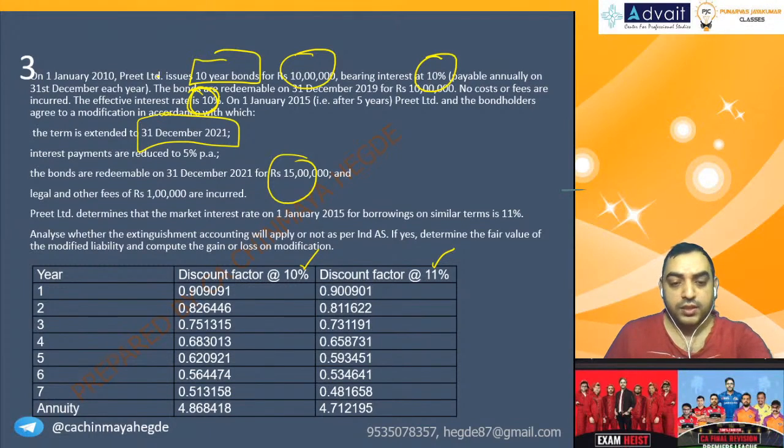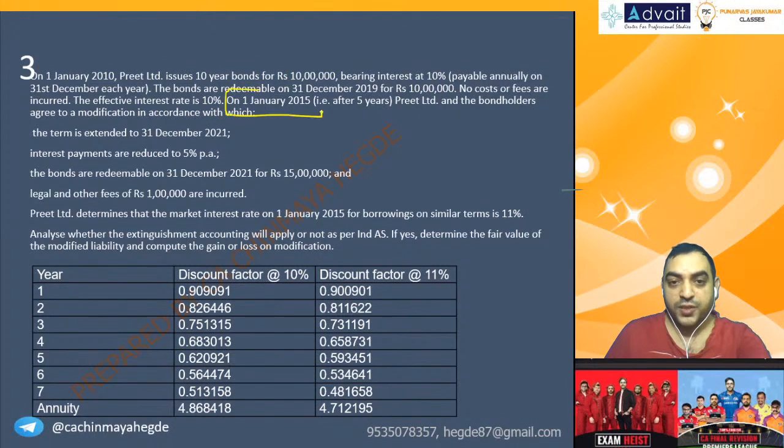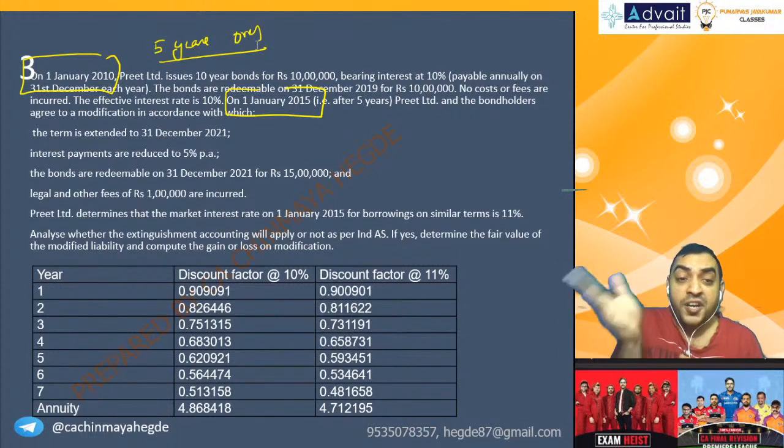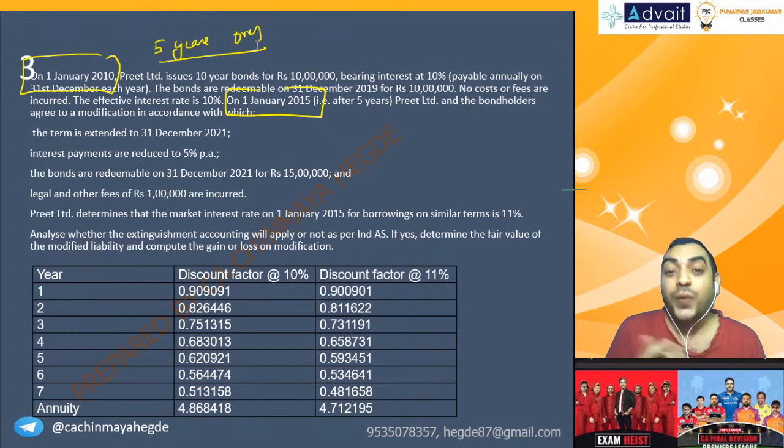Because the modifications are happening on 1st January 2015. The bonds were issued in 2010, so 5 years are completed. Should we need to compute the carrying amount, or have they given it? Some of you are telling we need to compute, but the answer is it is given. 10 lakh itself is the carrying amount. 10 lakh was the carrying amount on 1st Jan 2010, but it will be the carrying amount on 1st Jan 2015 as well.